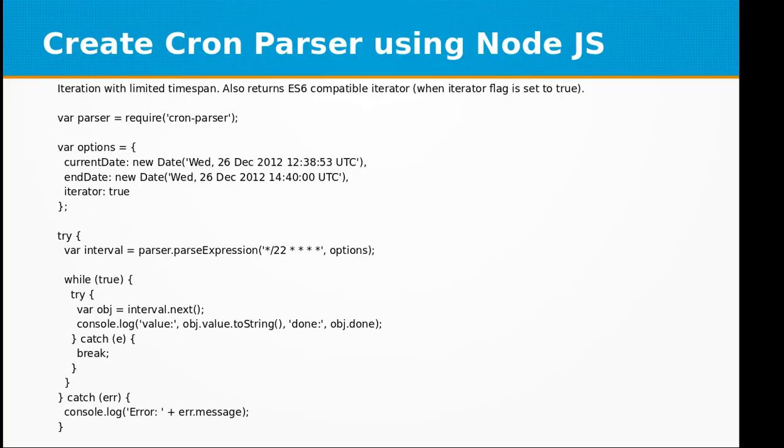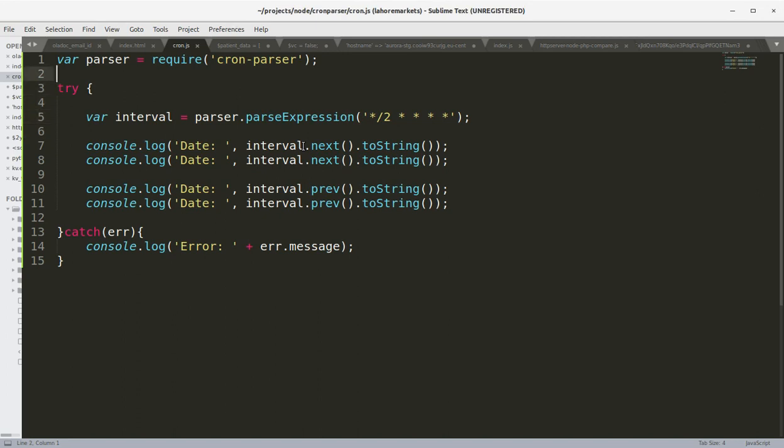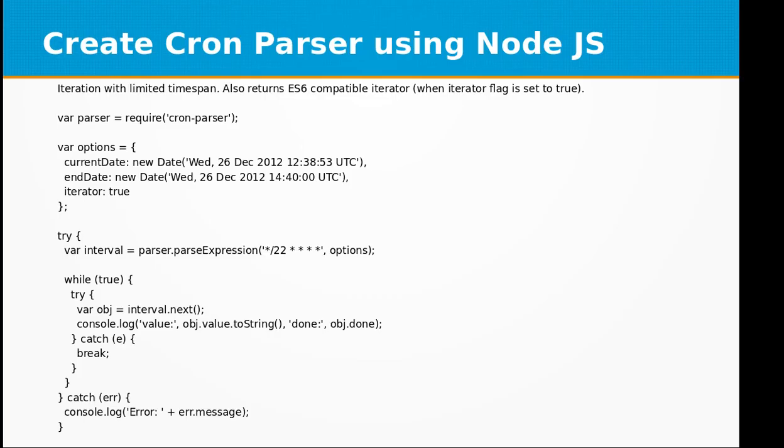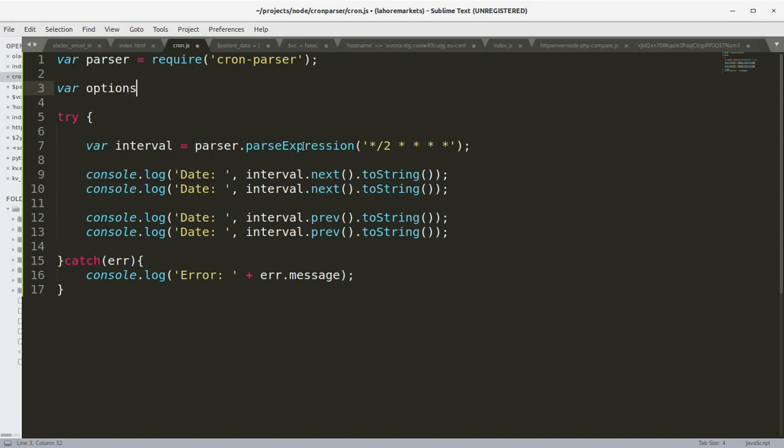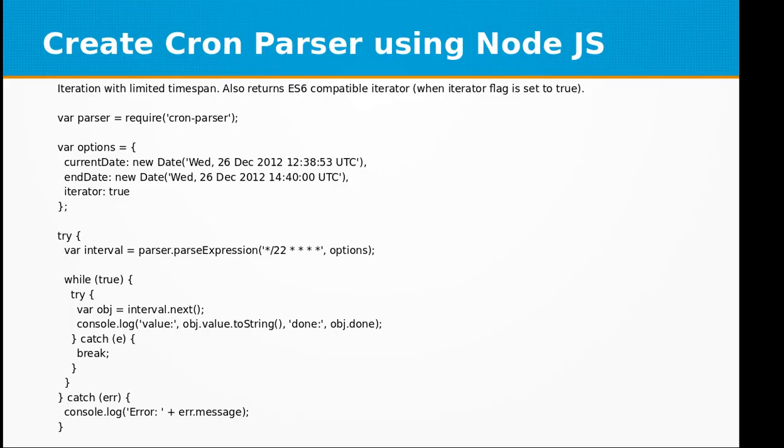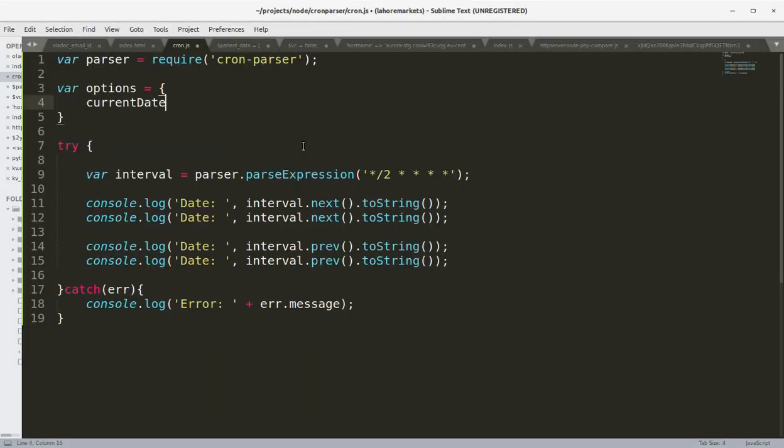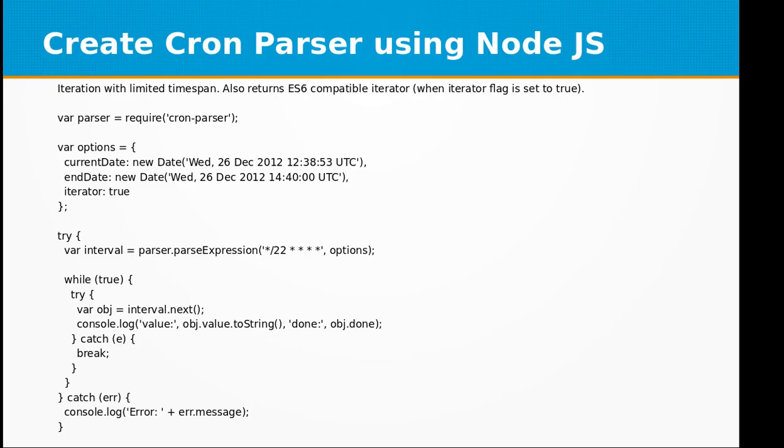Let's look at another example, iteration with limited time span. It also returns an ES6 compatible iterator when the iterator flag is set to true. So within this example we are going to pass some options as well. I can say var options equals currentDate, a new Date object, let's call it Wednesday 26th December 2012, 12:38:53 UTC.